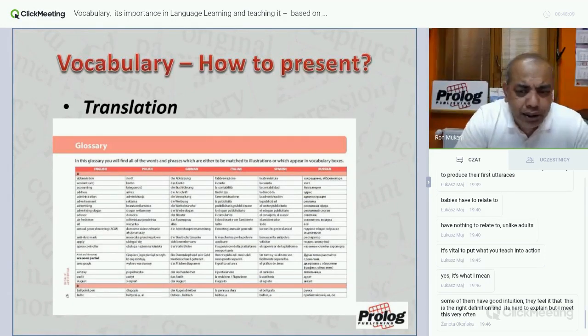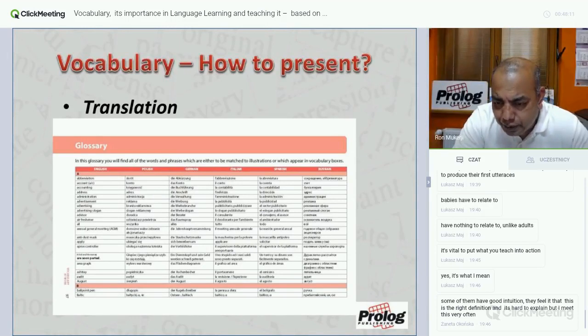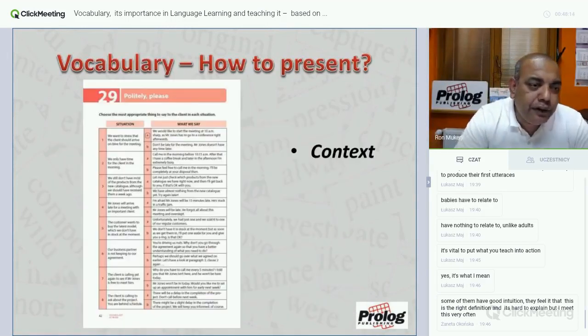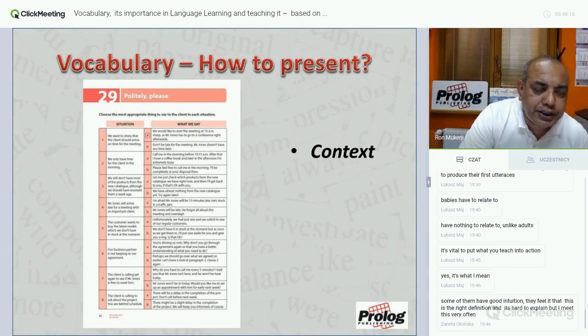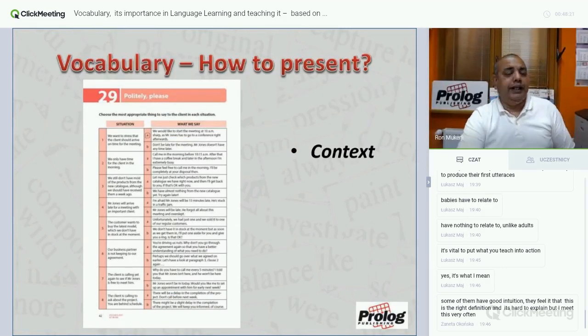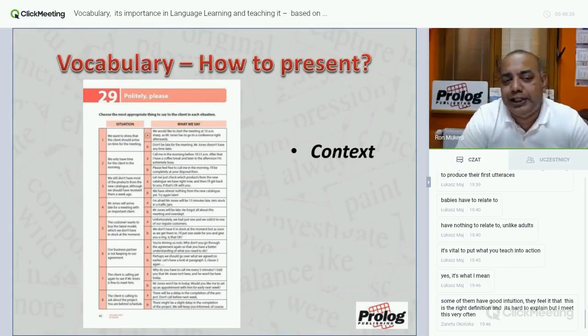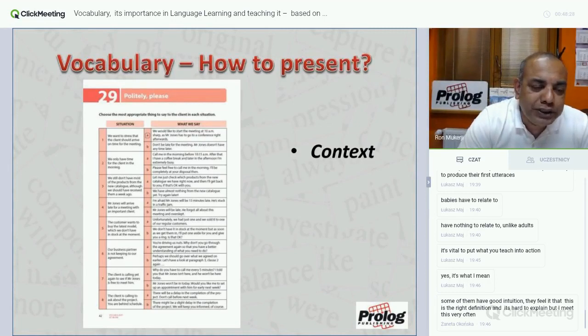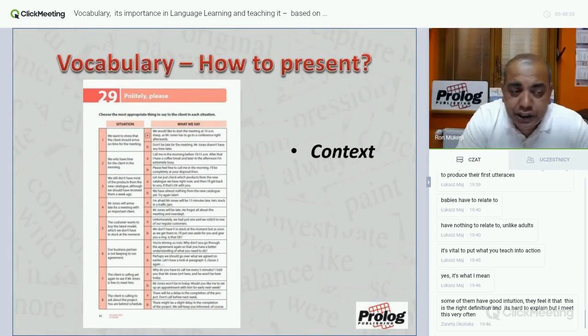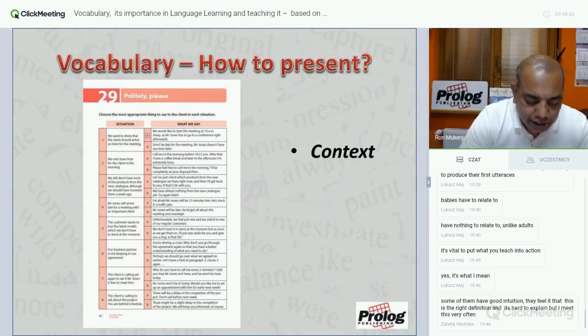Okay, I think we need to speed up a bit because we're going a bit slow. And of course, we talk about context. We talked about it before. Now, this book specifically has exercises where you have context. It just says, as you can see, situation and what we say. Of course, it's a matching exercise. It's not a definition, because giving definitions is never going to help. So again, they need to struggle a bit. It's a kind of matching exercise, but it's about context.